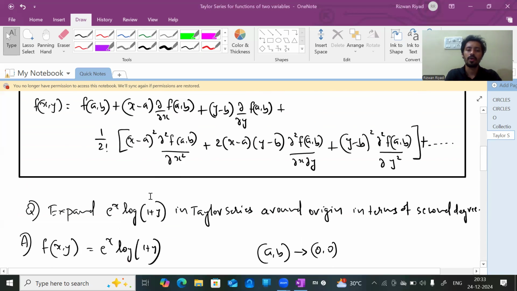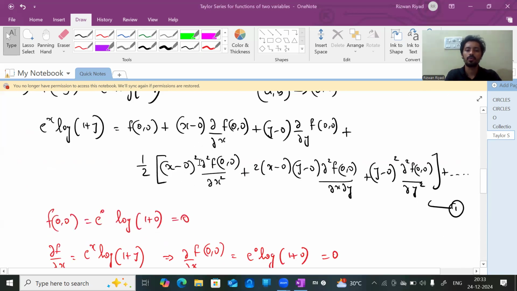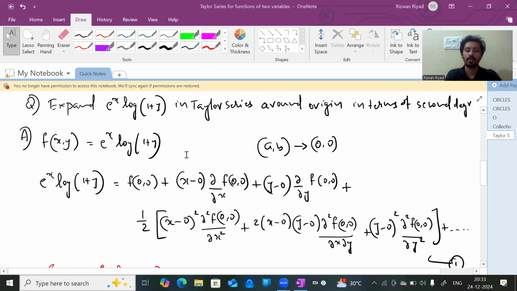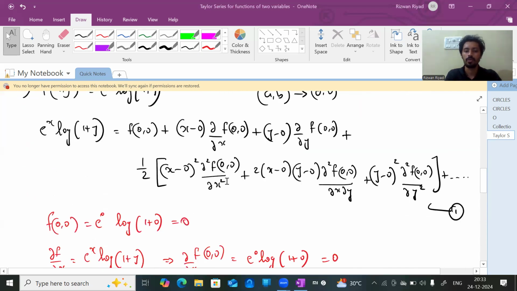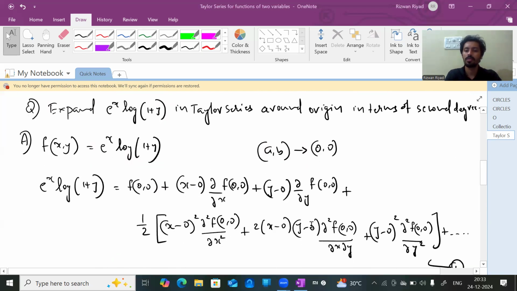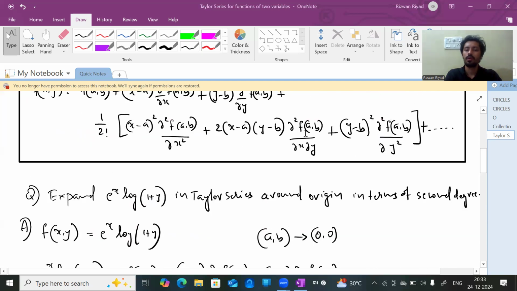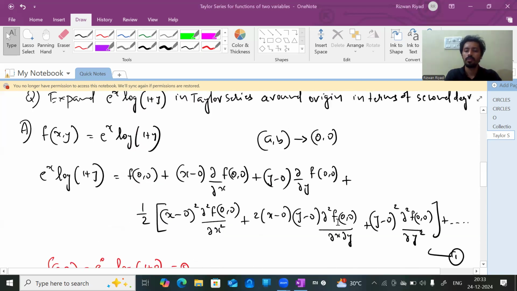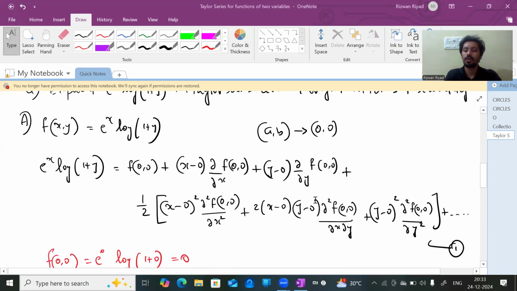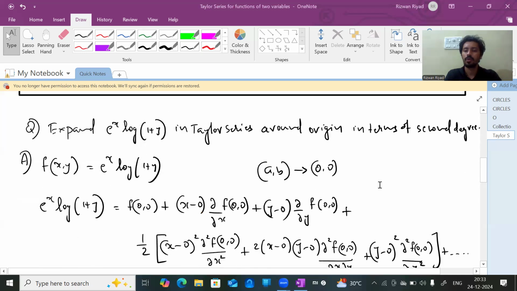x minus a the whole square. Again, that x minus a becomes x minus 0 the whole square. Then ∂²/∂x² of f(a,b), so ∂²/∂x² of f(0,0), plus 2 times x minus a into y minus b, which becomes x minus 0, y minus 0, then ∂²f(a,b)/∂x∂y, so that becomes ∂²f(0,0)/∂x∂y, plus y minus b the whole square, y minus 0 the whole square, ∂²f(a,b) becomes ∂²f(0,0).